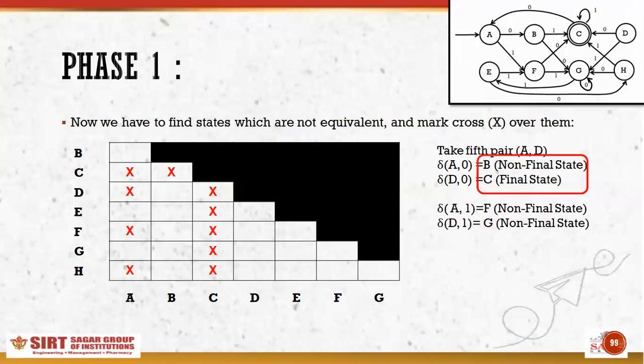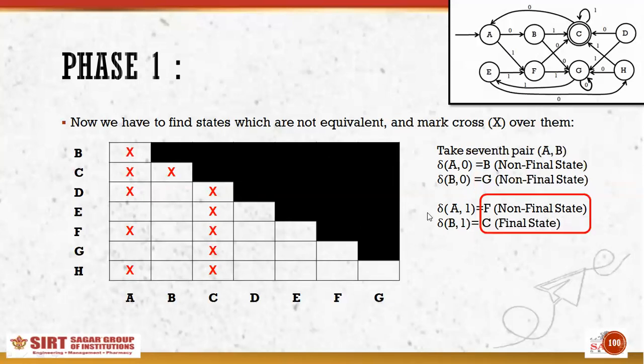That is AD. In AD, on giving 0, we are getting BC as output, and B is the non-final state and C is the final state. So we have got what we were looking for. We'll mark a cross symbol in AD also and move further. There is no need to look at what we get by giving 1, because on giving 0 we are getting our answer. We'll skip to AB because AC is already crossed.